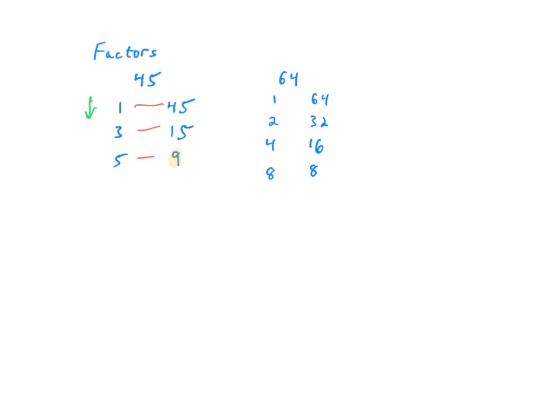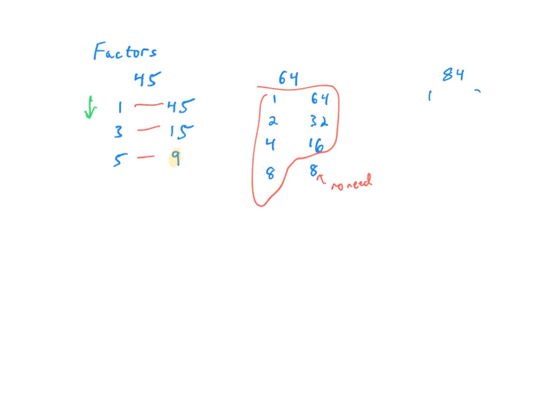Now, I realize I wrote 8 twice here. There's really no need for this second 8. It's not a distinct factor. So all of these numbers right here, those are the factors of 64. Let's try it again with one more rather large number. Let's go with 84. That seems like a pretty good number to do because there might be a lot of factors of 84.